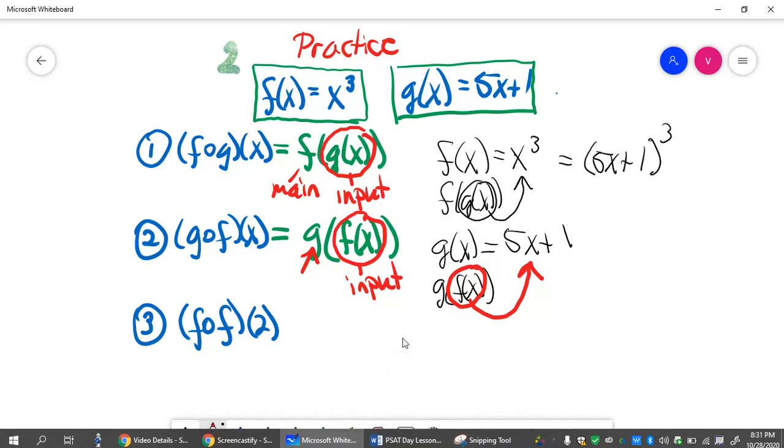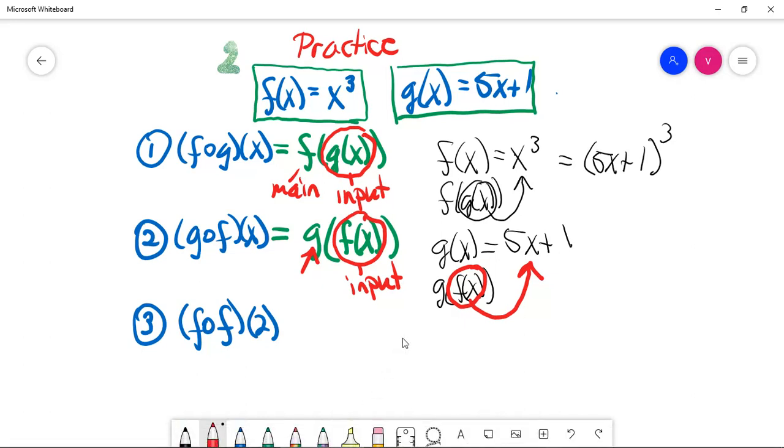So that becomes 5 times, what is f of x? X cubed. That is the f of x right there. So 5 times the input, which is f of x, plus 1. If you simplify that, clean it up, it would equal 5x cubed plus 1.